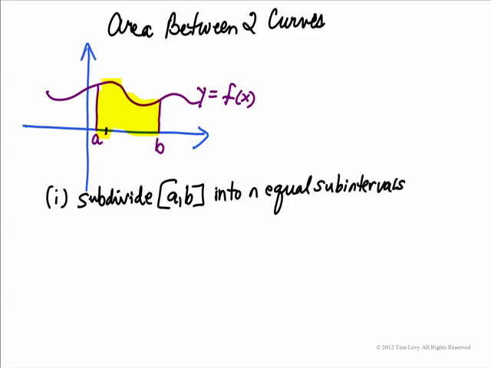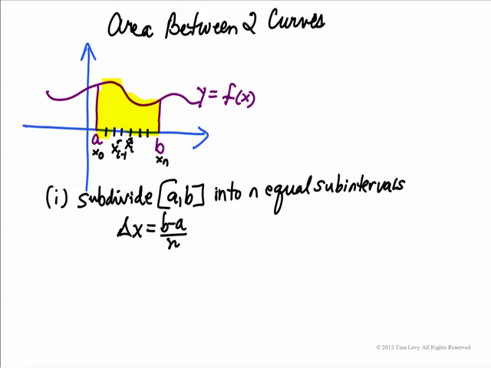So we're just subdividing it like this. In doing that, a, of course, is x sub 0, b is x sub n. We have a typical interval x sub i minus 1, x sub i. And what we get is that delta x was b minus a divided into n pieces.